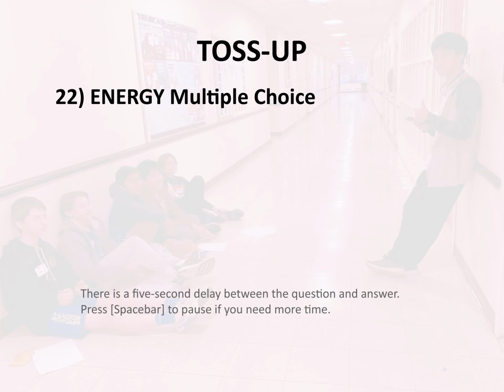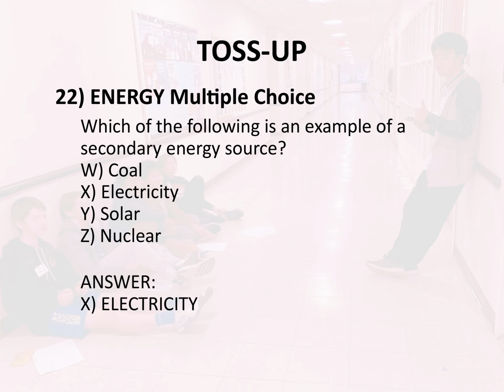Toss-up, 22. Energy multiple choice. Which of the following is an example of a secondary energy source? W. Coal, X. Electricity. Y. Solar. Z. Nuclear. Answer, X. Electricity.